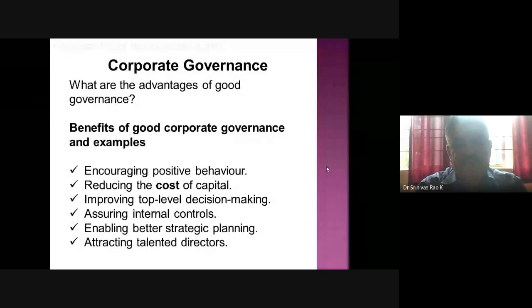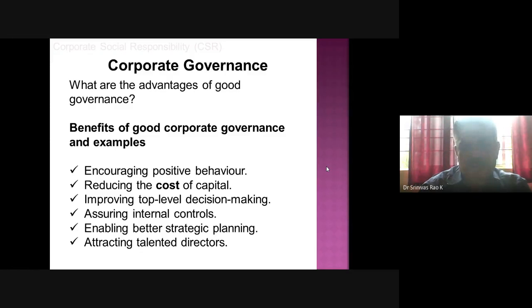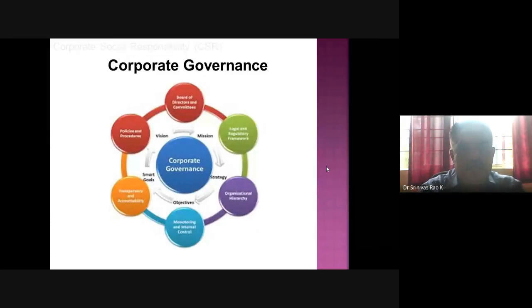Then enabling better strategic planning. So you are in a position to undertake good planning for the business if you have good corporate governance. Without this, what happens? What is strategic planning? You must have studied, it is long-term planning. So good corporate governance will have an impact on the long-term planning of your business. So this is very, very important, strategic planning. Then we have attracting talented directors. Of course, this is one small example. Then I want to show you corporate governance in a nutshell.